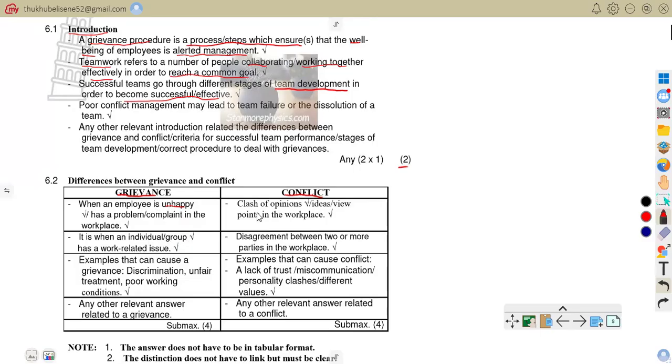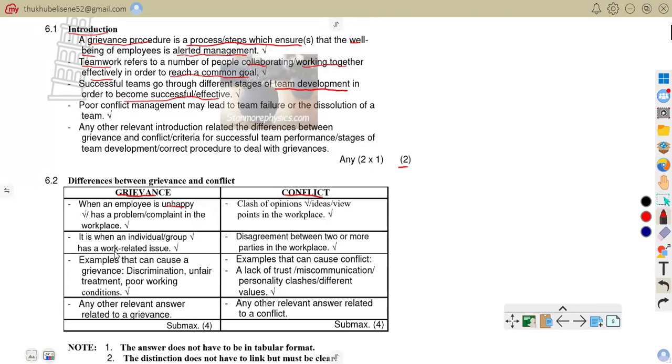But with conflict, these are clashes of opinions, ideas, viewpoints in the workplace. Those are the conflicts that come when we are clashing with what? With ideas, with our views, the way we see things is different. That is when you say this is a conflict. That's when we are together sharing.